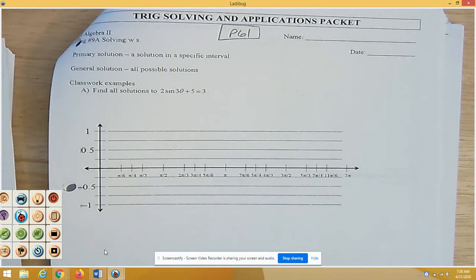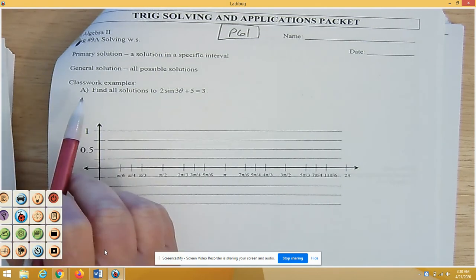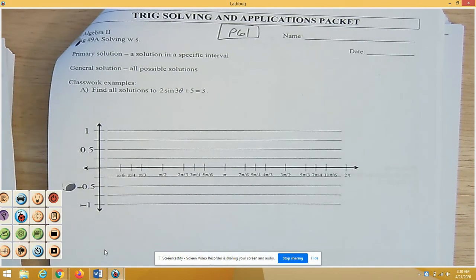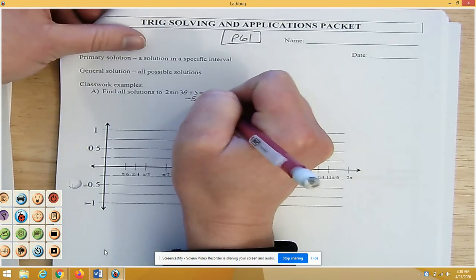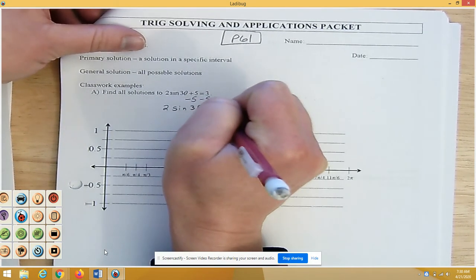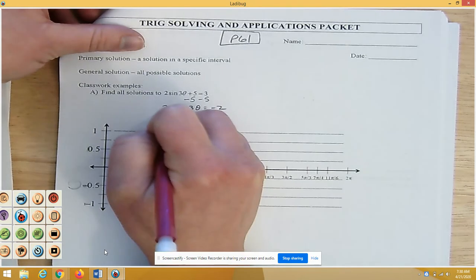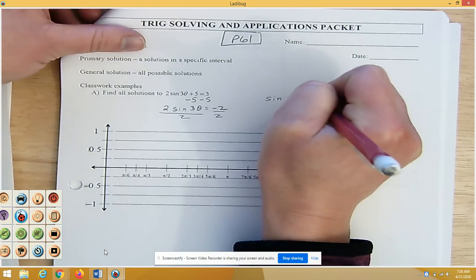All right, so the first thing that we can do is look at what we have right here. For letter A, find all solutions to 2 times sine of 3 theta plus 5 equals 3. So what we really need to do is get this solved for the sine of 3 theta. So we're just going to subtract the 5, and I'm going to get 2 times the sine of 3 theta equals negative 2. And now I'm going to divide each side by 2, and I'm going to get the sine of 3 theta equals negative 1.